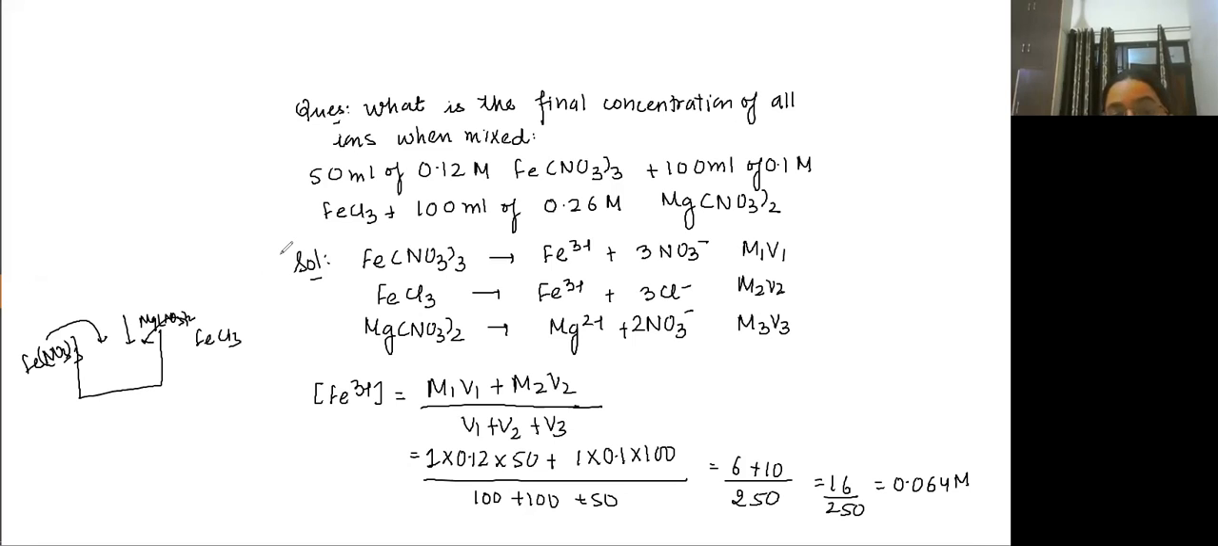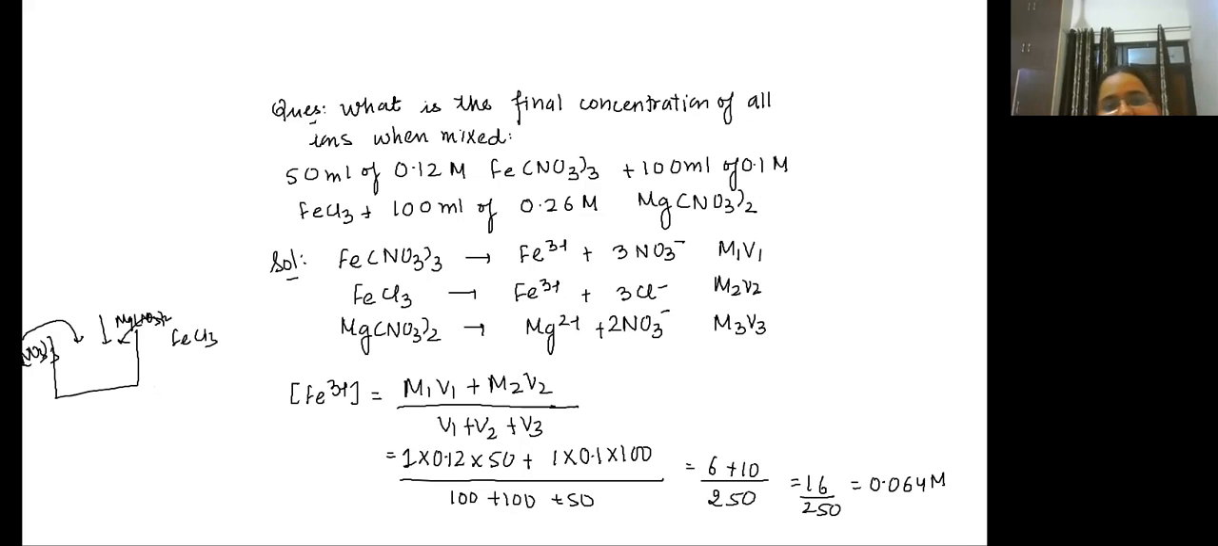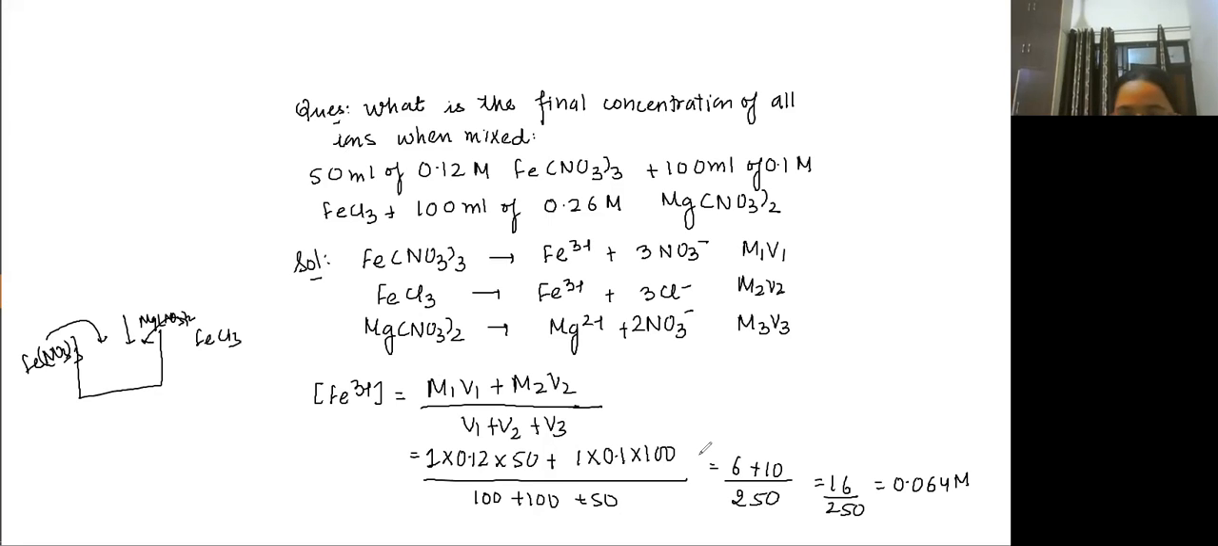Correct, but you need to multiply by a number as well, because NO3 is not 1, it is 3. So molarity will be 3M1V1 plus 2M3V3. Class, if this is done, can I move to next slide? Good, Akshita. I hope everyone has done this.